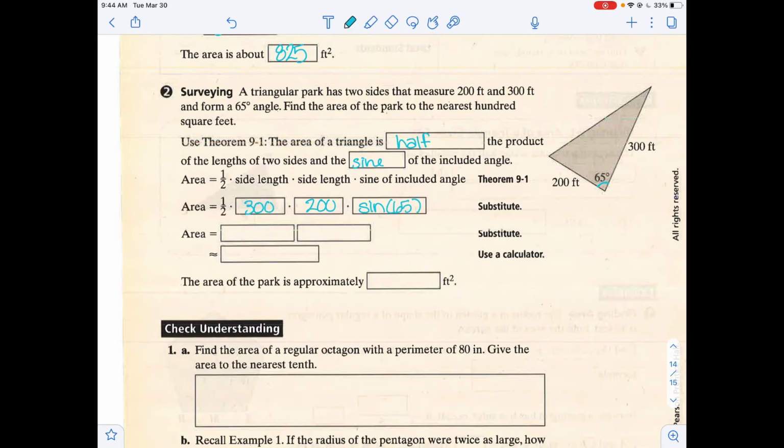So 1/2 times 300 times 200 would be 30,000 times the sine of 65, which is about 27,189.233 square feet. And we're rounding to the nearest 100 square feet. So 27,200 square feet.